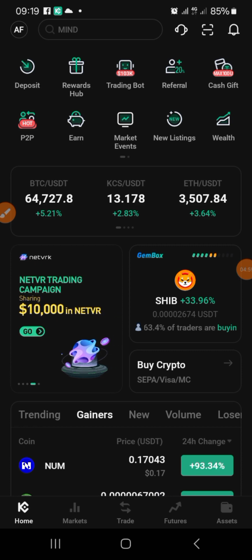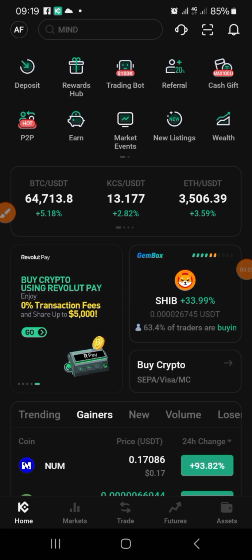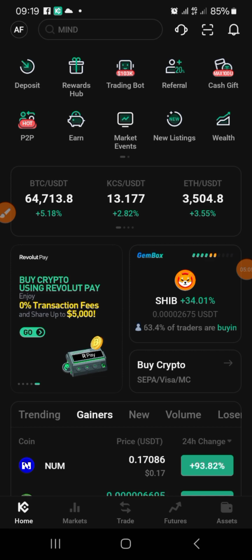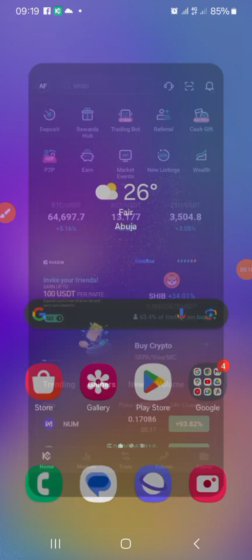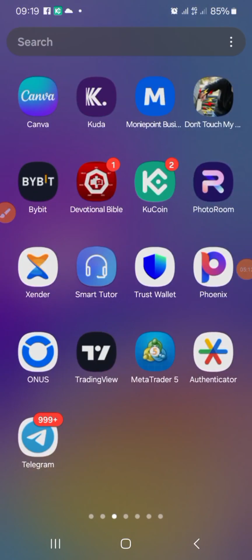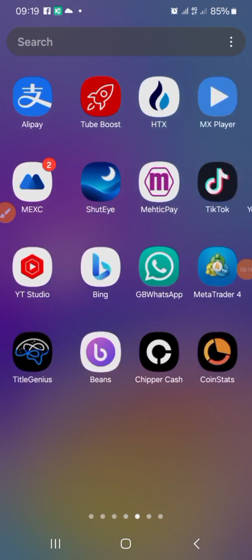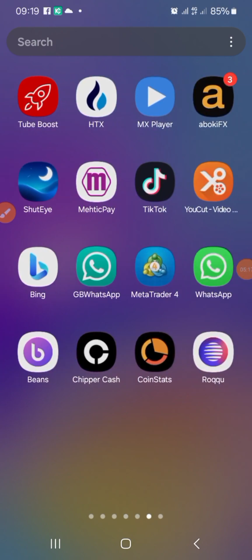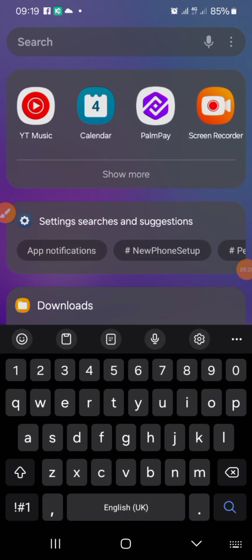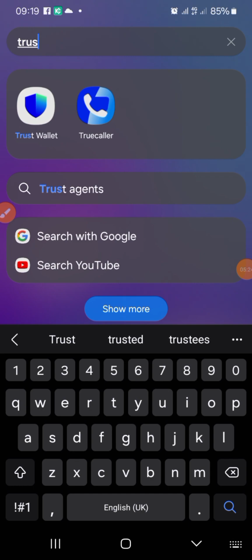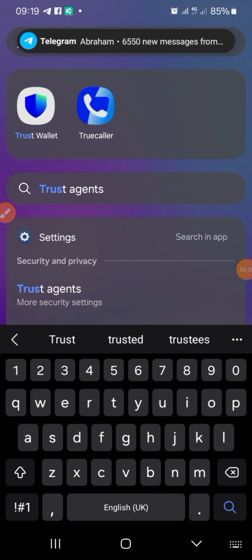For DEX, which is decentralized exchange, if you're just starting the journey, I would say you should open a Trust Wallet account. I think it looks like this. Let me show you how it looks. So this is Trust Wallet right there.